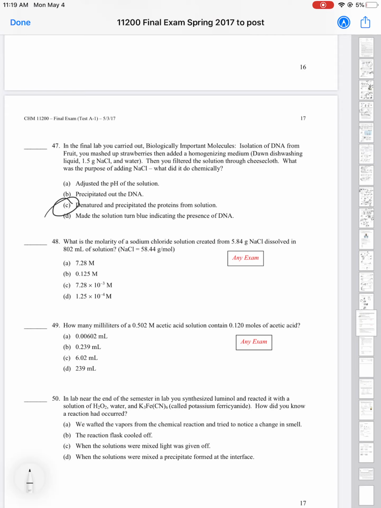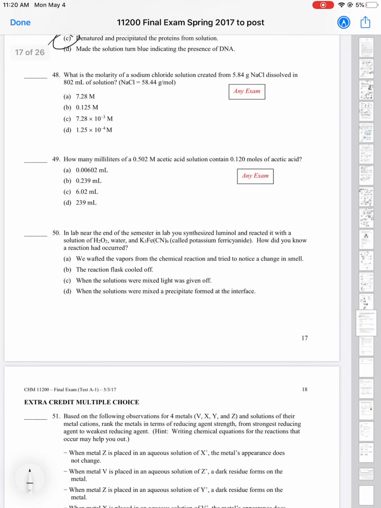But also, basically, when you add the NaCl, since you have a bunch of charges, it messes with the proteins, and so the protein structures, I guess, so it causes them to unfold. And then when they get all unfolded, they get all tangled up, so they come out of the solution. But like I said, I don't think you guys did that lab.